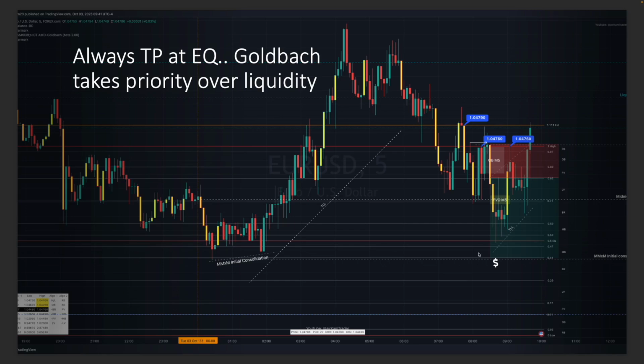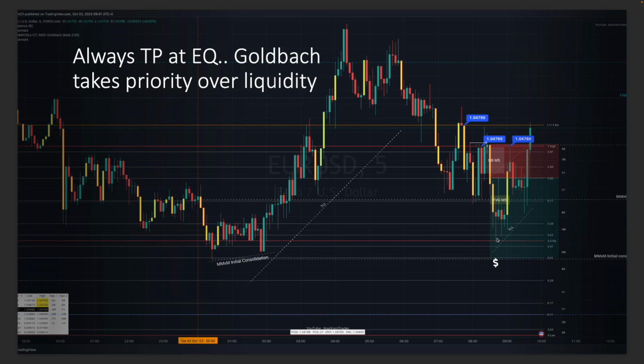This is why we always TP at EQ, and this is in my book of truths to remind me to always TP at EQ. I'm now a firm believer that the algorithm does not see liquidity. It creates liquidity at key GB levels, but it will only attack the equilibrium and the key GB levels. So the lesson from this book of truths trade is we always TP at equilibrium, regardless of where the liquidity is. This is the high probability place to TP.